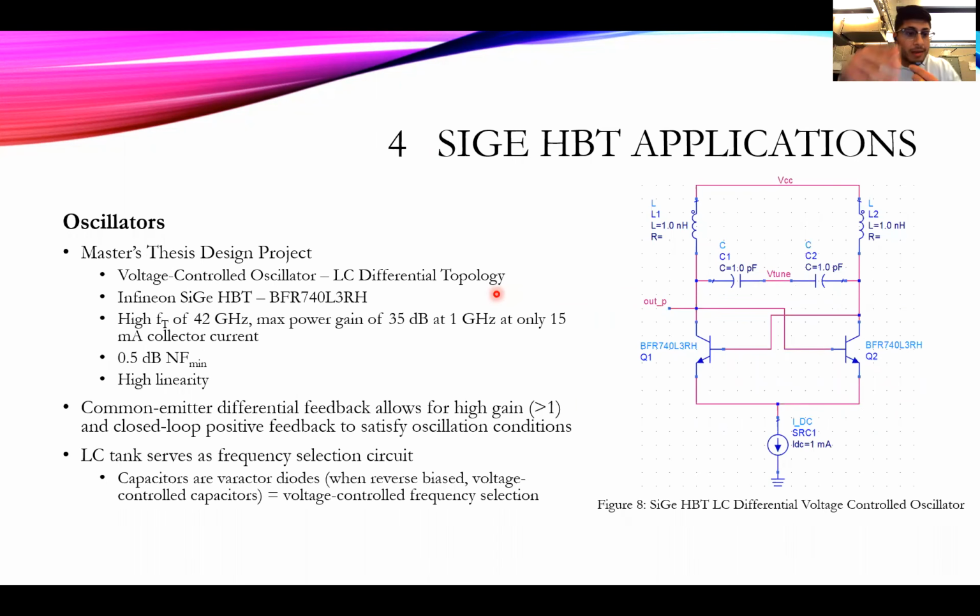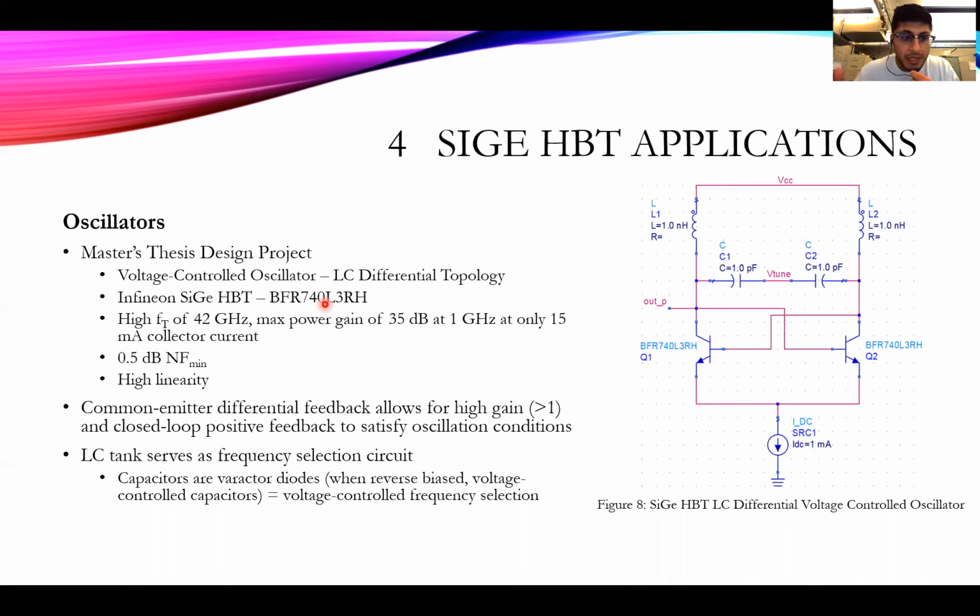Next application is an oscillator, and this one I really want to highlight because this is my master's thesis design project, or it's part of it, designing a phase lock loop frequency synthesizer, specifically where the SiGe HBTs are coming into play is with the voltage controlled oscillator. So figure 8 here on the right-hand side shows an LC differential topology VCO. And these HBTs are also Infineon SiGe HBTs, a different transistor type. It's the BFR 740 L3RH, if you're interested.